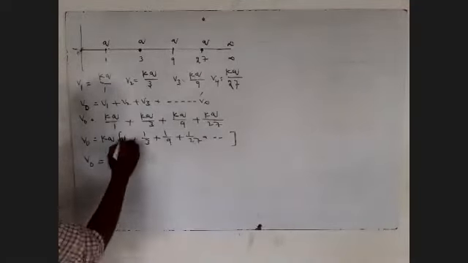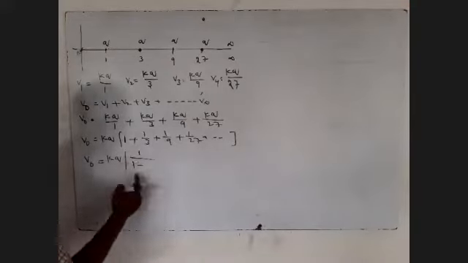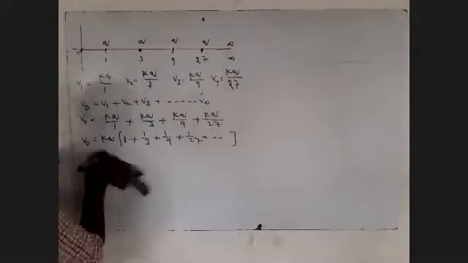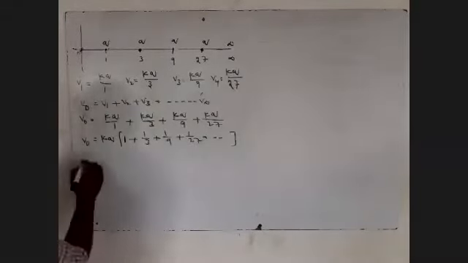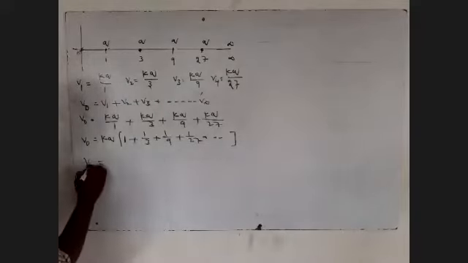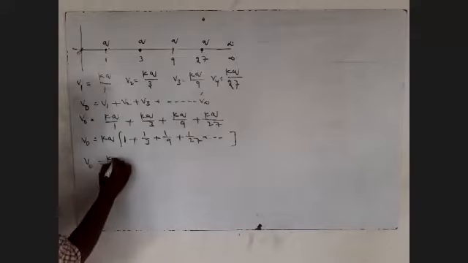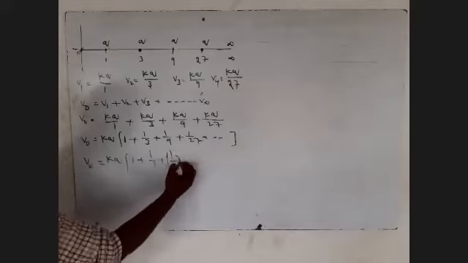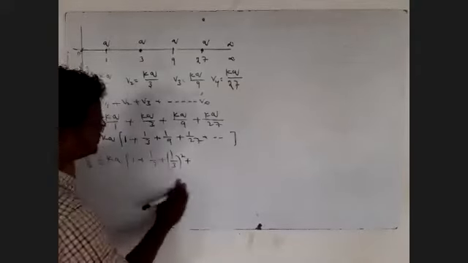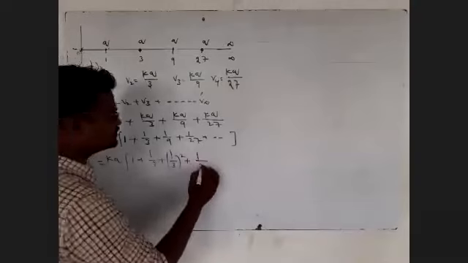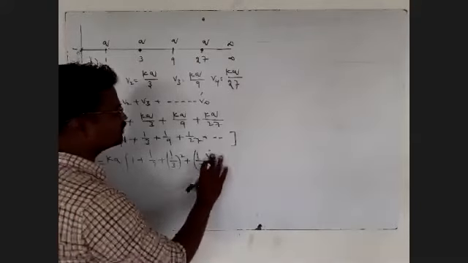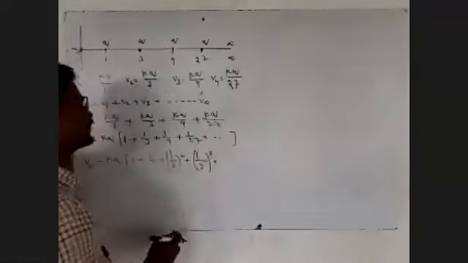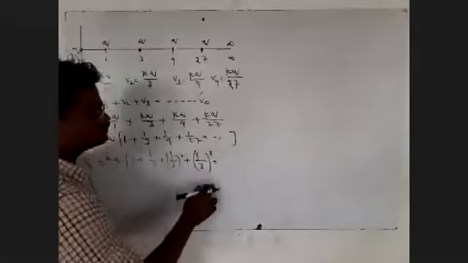This is the first term. How can we write this one? This is according to the binomial theorem. V naught is KQ times 1 plus 1 by 3, this is 1 by 9, which is 1 by 3 whole square, I'm going to write. This is 1 by 27, which is 1 by 3 whole cube. 3 into 3 is 9, 3 into 9 is 27, plus and so on.